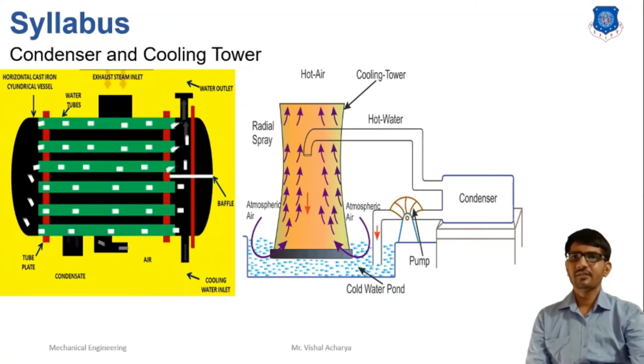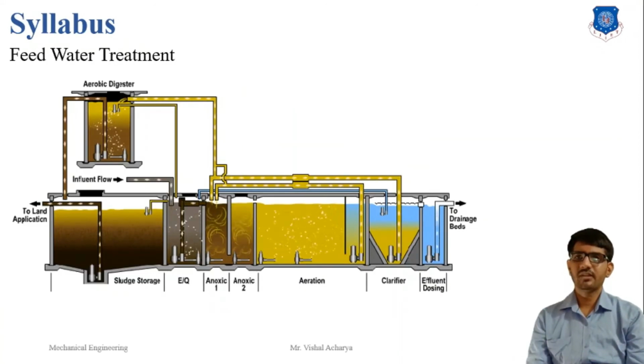Our next module is the feed water treatment. In this module, we will show what types of impurities are in the water, the effect of the impurities in the boiler tubes, and how to prevent corrosion in boiler tubes.